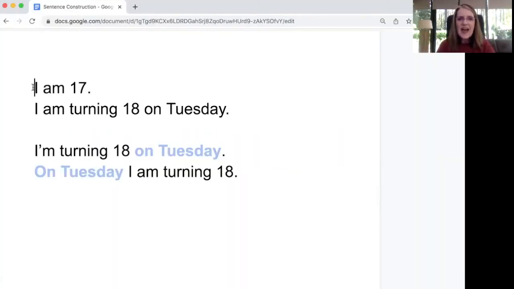With the sentence, I am 17, we cannot really go wrong. We only have 3 words. However, with the sentence, I am turning 18 on Tuesday, on Tuesday is the time, and we can either put the time at the end of the sentence, I'm turning 18 on Tuesday, or at the beginning of the sentence, on Tuesday, I'm turning 18.